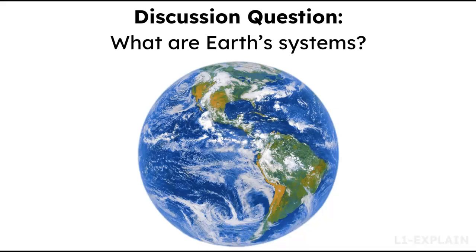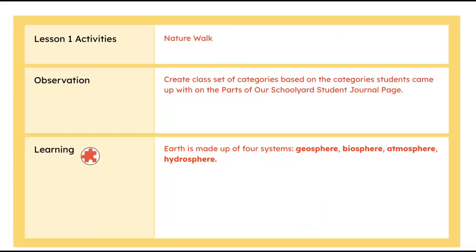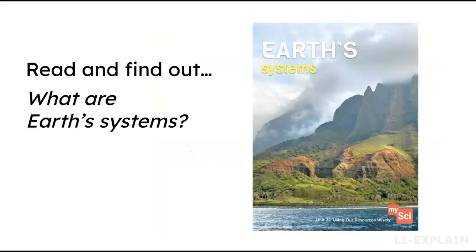For the Explain portion, you'll have students share the resources they identified. You'll use the provided questions to guide your discussion around the question, what are Earth's systems? The goal of this class discussion is to identify resources and sort them into categories, defining the different spheres of the Earth. You'll use the discussion to create the Lesson 1 summary chart. By the end of the discussion, students should understand that Earth is made up of 4 systems: the geosphere, biosphere, atmosphere, and hydrosphere. During the discussion, you'll have students read the MySci reading, Earth's Systems.